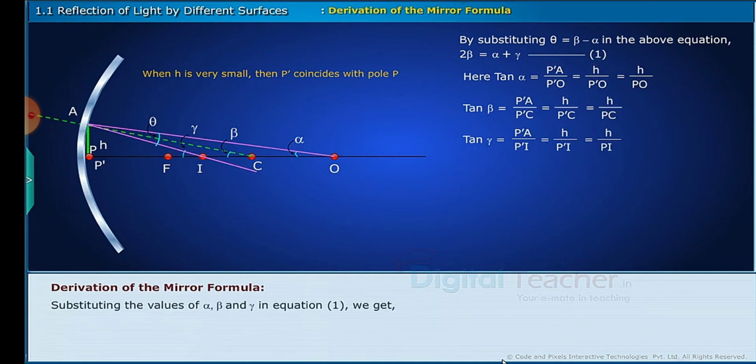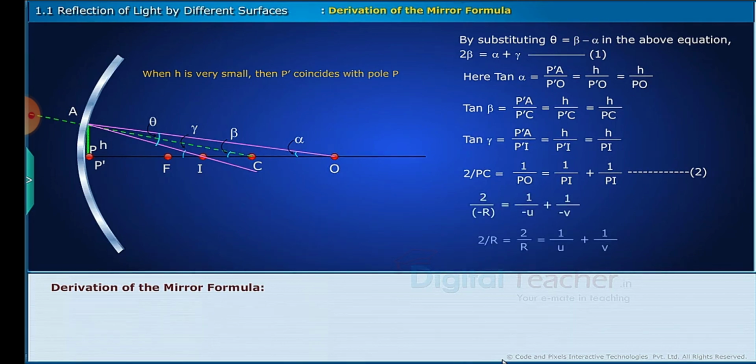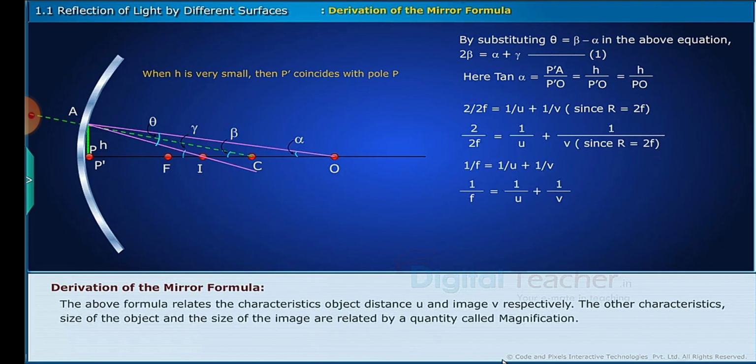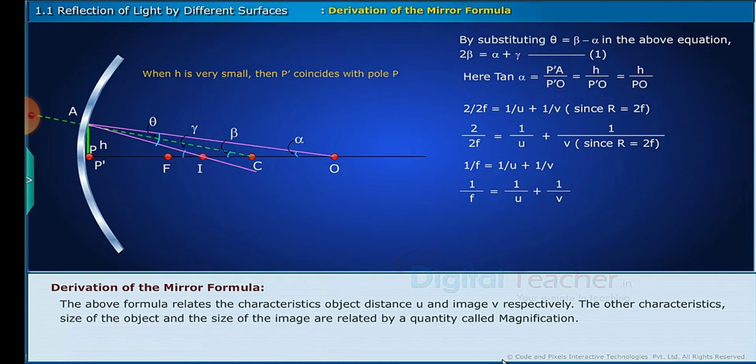Substituting the values of alpha, beta and gamma in equation 1, we get equation 2. Substituting the values of PC, PO and PI and applying the sign convention in equation 2, we get the mirror formula, whose calculations are shown on screen. The above formula relates the characteristics object distance u and image distance v respectively. The other characteristics, size of the object and the size of the image, are related by a quantity called magnification. Let us understand the magnification, that is, the relationship between size of the object and the size of the image.